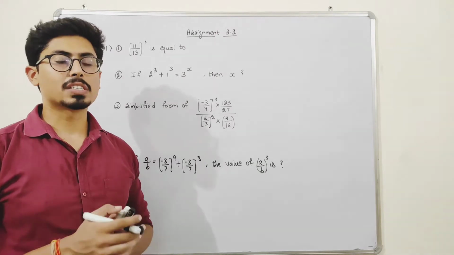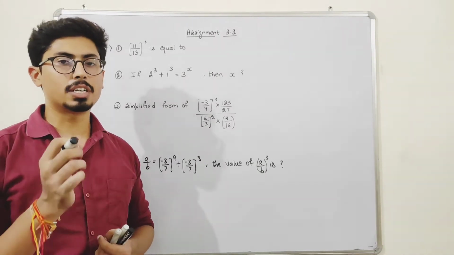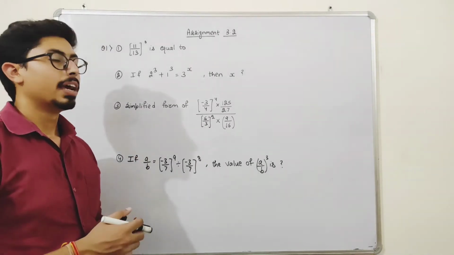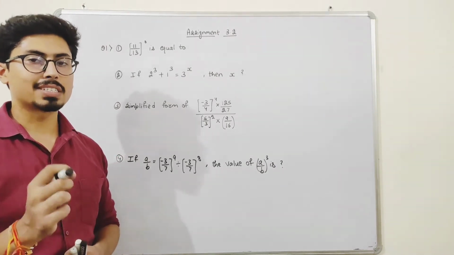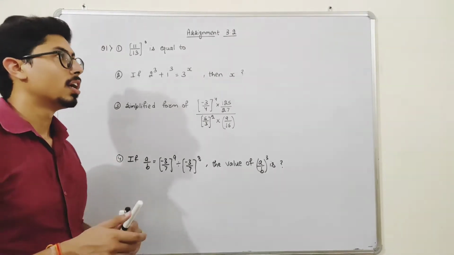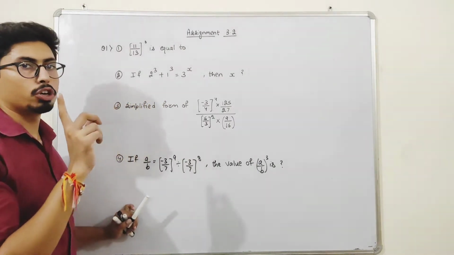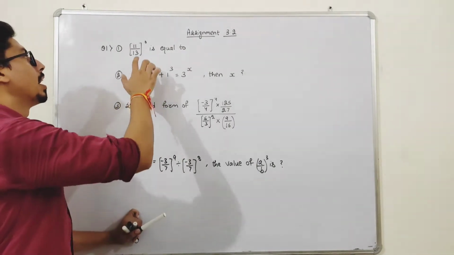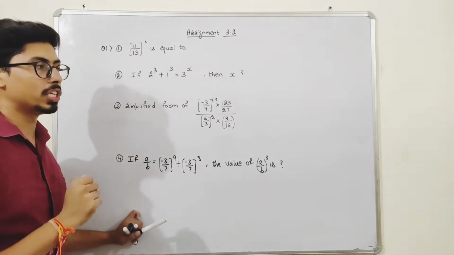Students, in our previous class, we discussed assignment 3.1. Now, in this class, I'm going to start assignment 3.2. So, 3.2, question number one, the first part is 11 by 13 raised to the power 0.